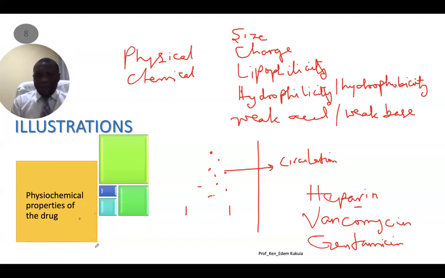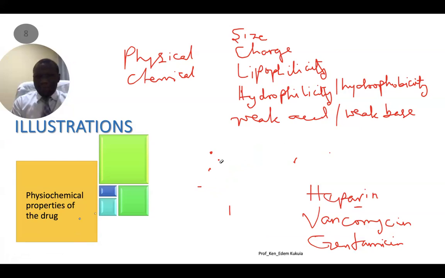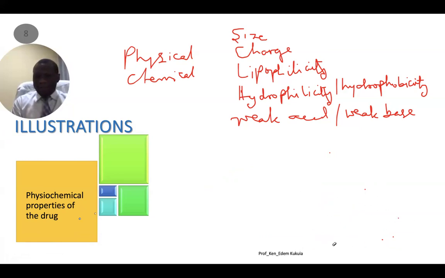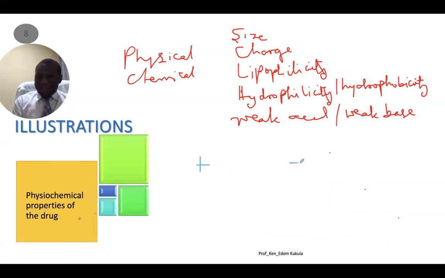Now, what about charge? So let me quickly clean this and we'll talk about the charge. So when it comes to the charge of the drug, as I mentioned earlier, a drug may either be positively charged, in which case it is a cation, or it may be negatively charged, in which case it is an anion. And this is normally related to whether the drug is weakly acidic or weakly basic. So usually weakly acidic drugs in solution would be anions, and then the basic drugs will be cations.